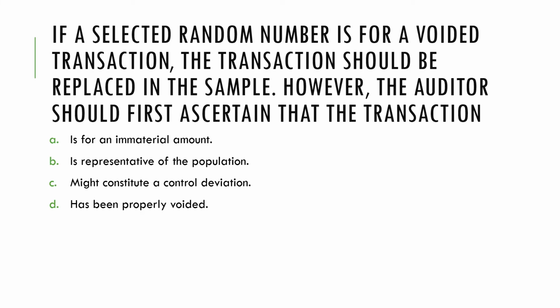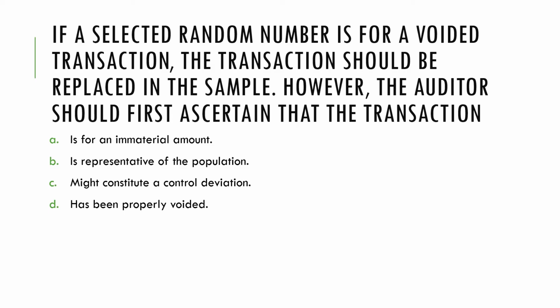If a selected random number is for a voided transaction. A while back we talked about a missing item. This time we're talking about voided transactions. So the transaction should be replaced in the sample. However, the auditor should first ascertain that the transaction was properly voided. If you recall, if it lands on a voided document, you must first investigate if it is properly voided. If it is properly voided, then you can replace it in the sample. Otherwise, it will be treated as a misstatement.